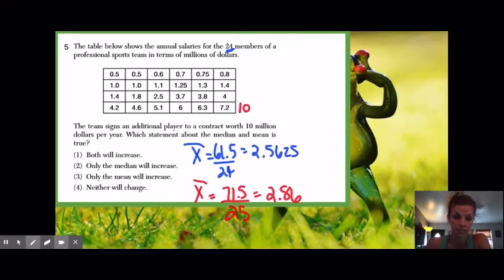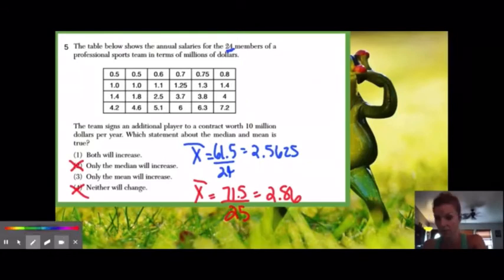Now what happened to the mean? Well, it clearly increased. So let's look at our options. Option 1, both will increase. Could work. Option 2, only the median increase. That's not it. We know the mean definitely changes, which means option 4 is out. So now let's go through and figure out the median.